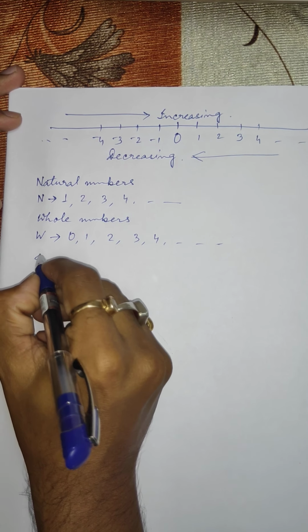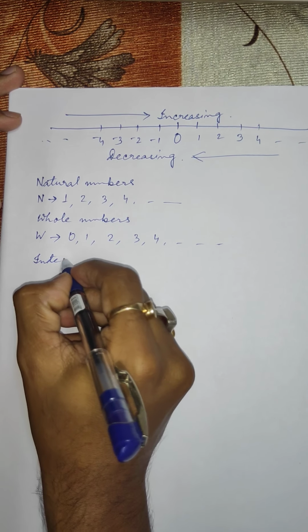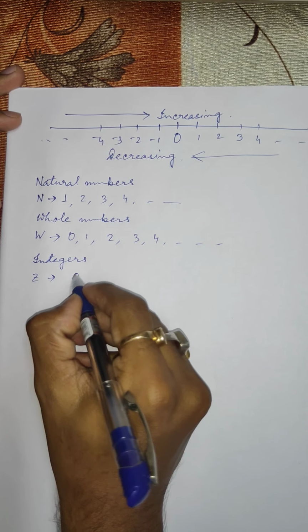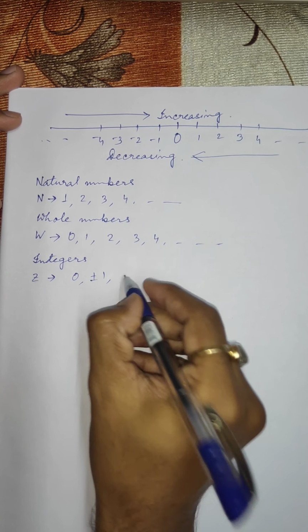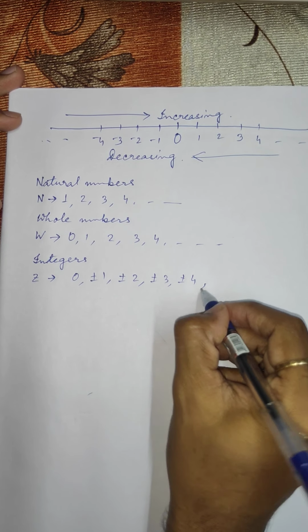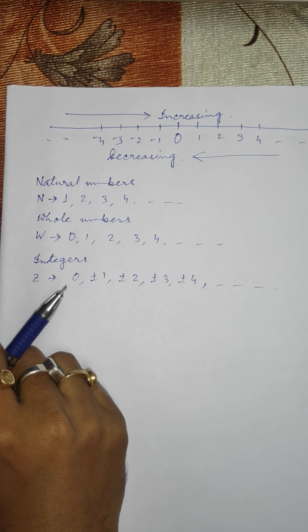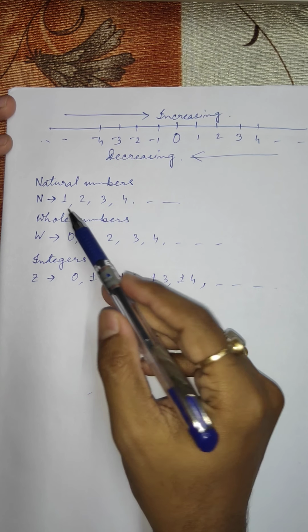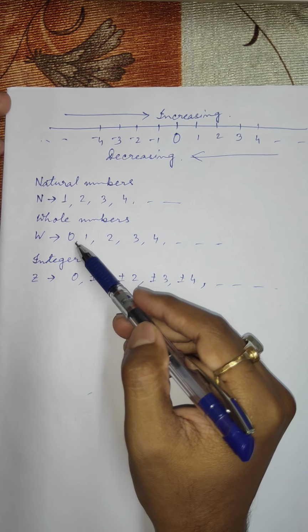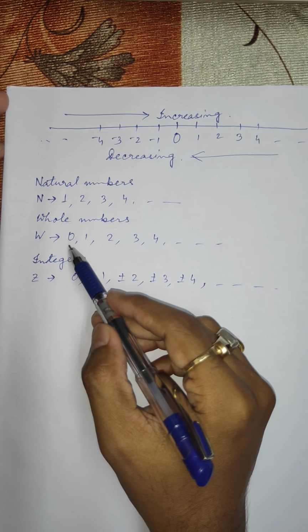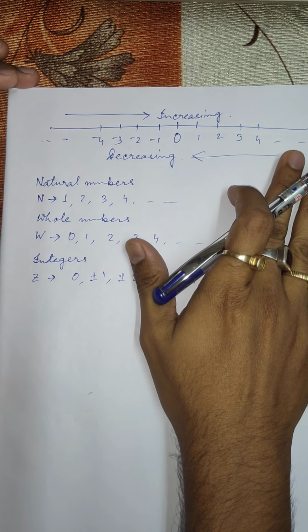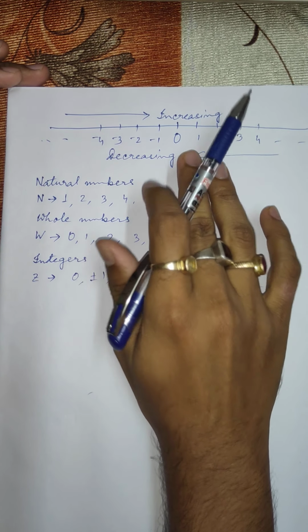And next, integers. Integers are written like 0, plus minus 1, plus minus 2, plus minus 3, plus minus 4, and up to infinity. Now you see, first we have got the natural number and the whole number. Natural number starts from 1 and whole number starts from 0. So we can locate these numbers in the number line.